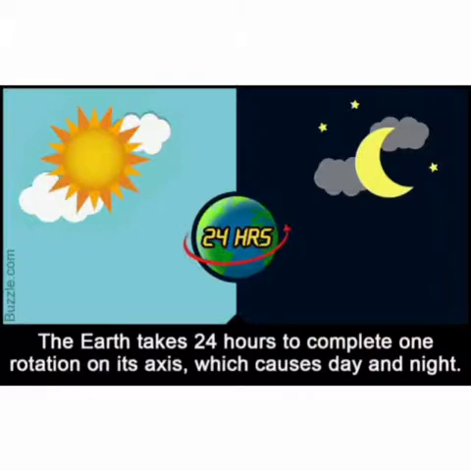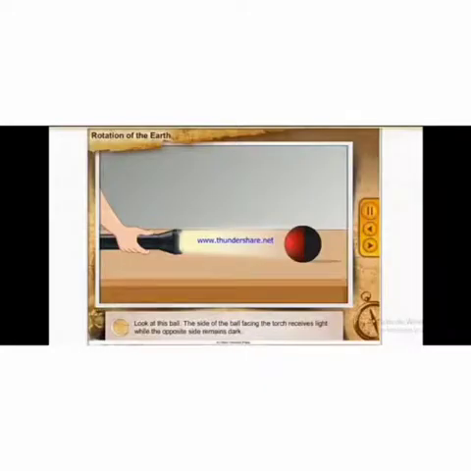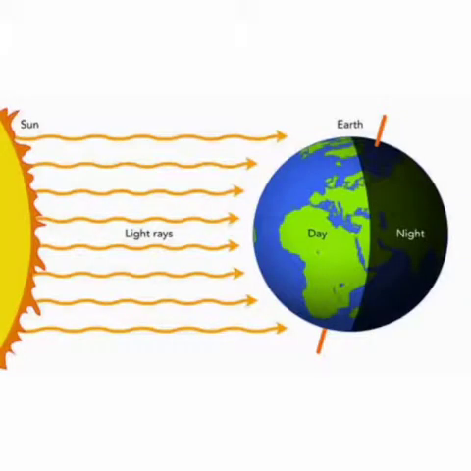So when it is daytime in India, then the opposite side of the earth, like the USA, will have night. Once you look at this ball facing the torch receiving light, the opposite side remains dark. While the earth rotates around its axis, only half of its surface faces the sun. The portion that faces the sun receives light and experiences day, and the portion in the darkness experiences night.